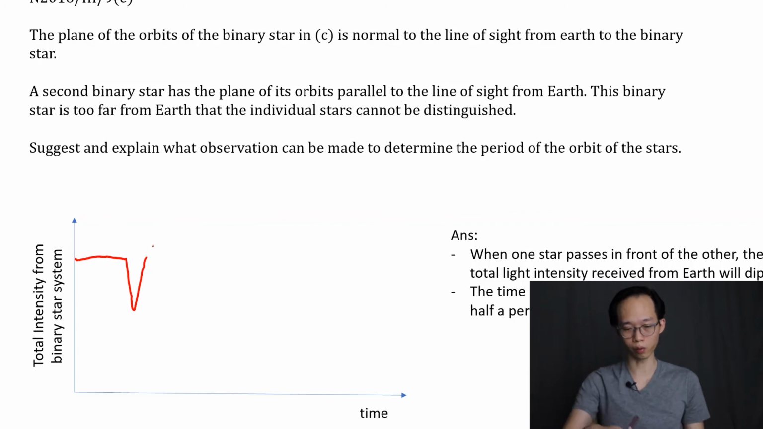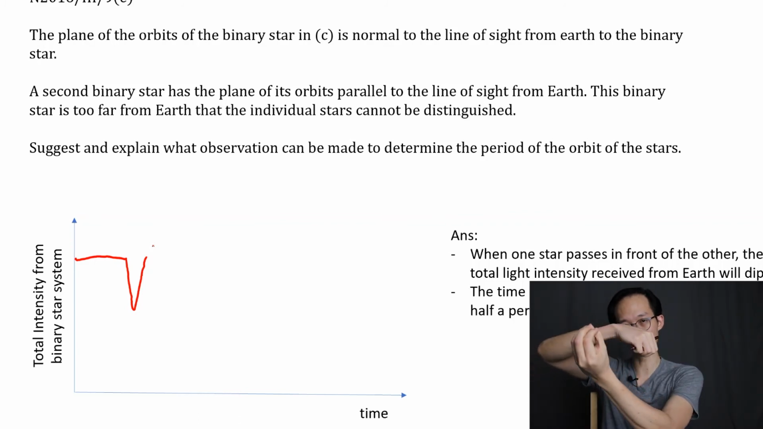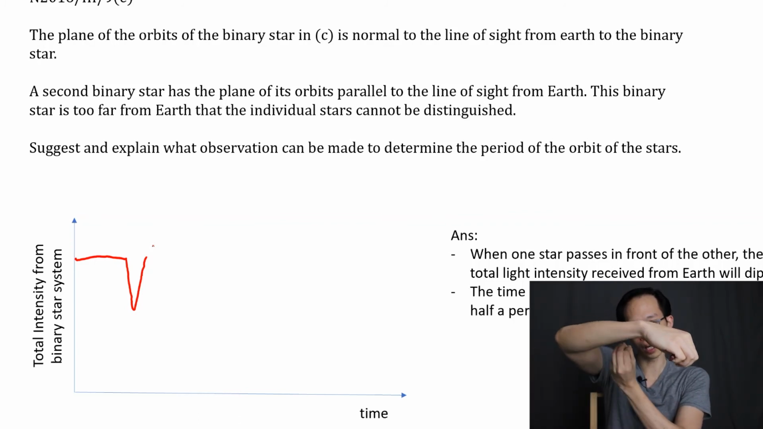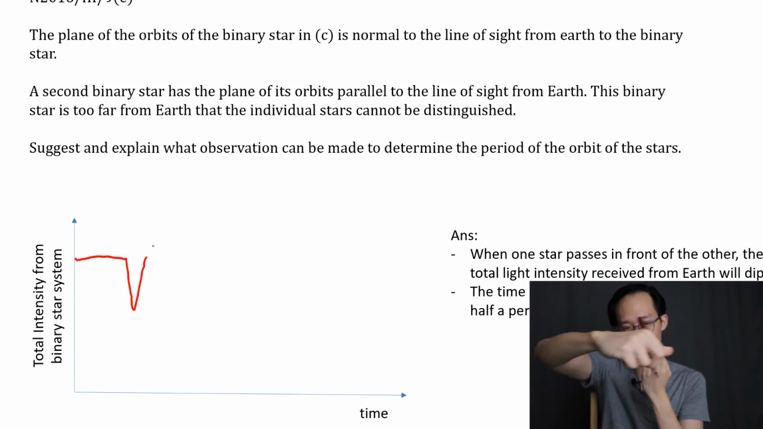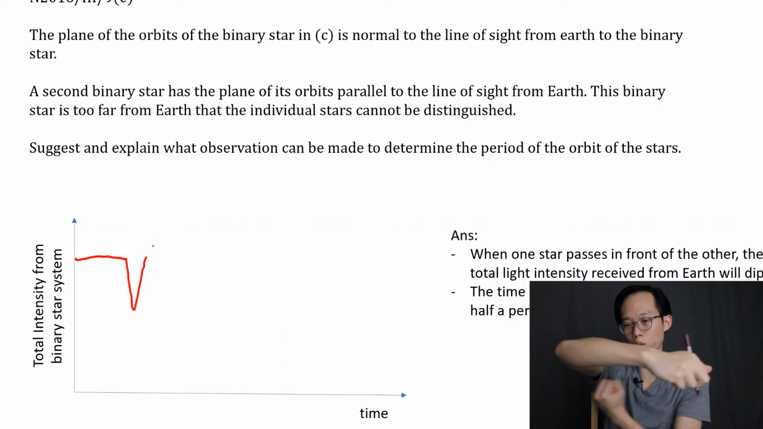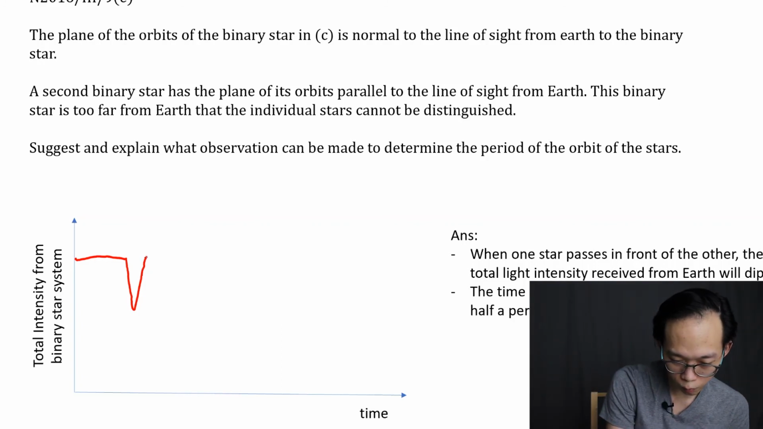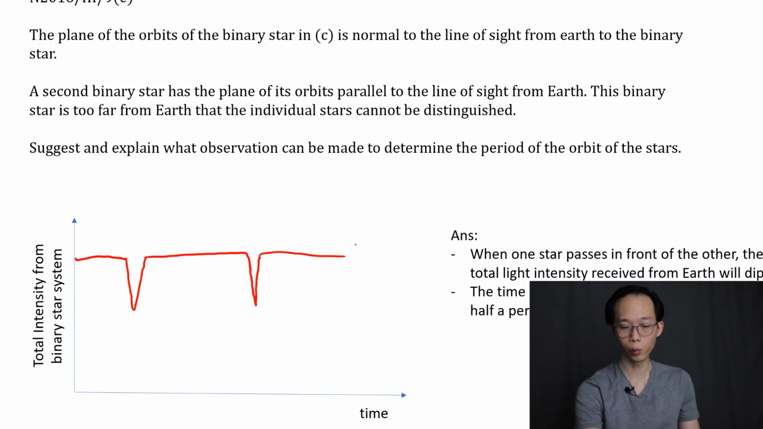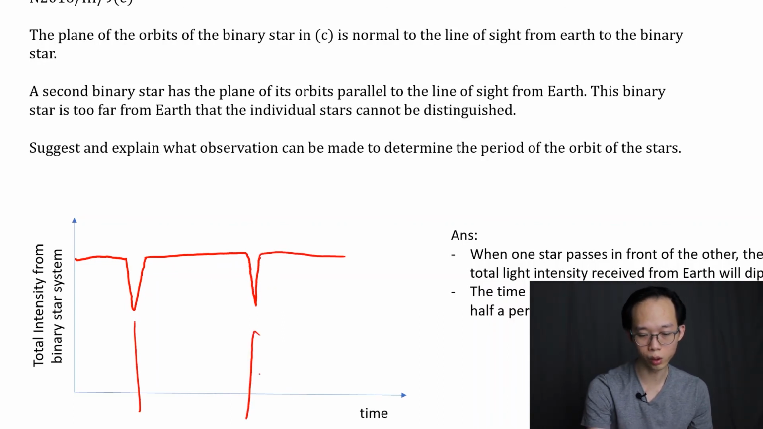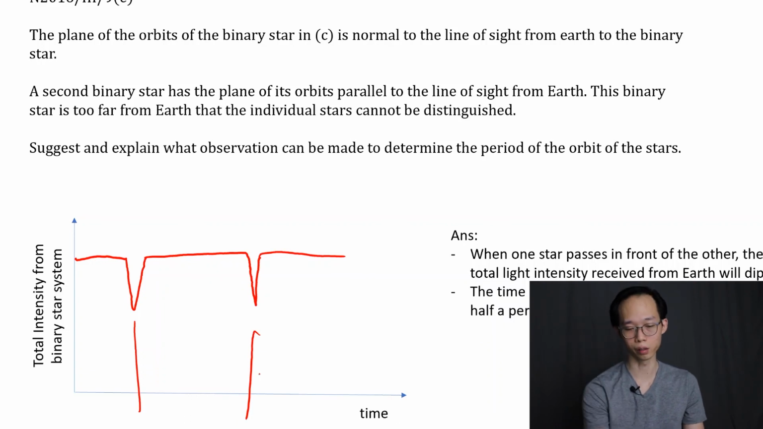This will of course recover once it moves past this position, but then after half a rotation, this situation will happen again. The star that was originally in front will now go behind, and we have this blockage happening again, so we'll see another dip. If we measure the time interval between these two dips, this will give us half a period. This is T over 2.